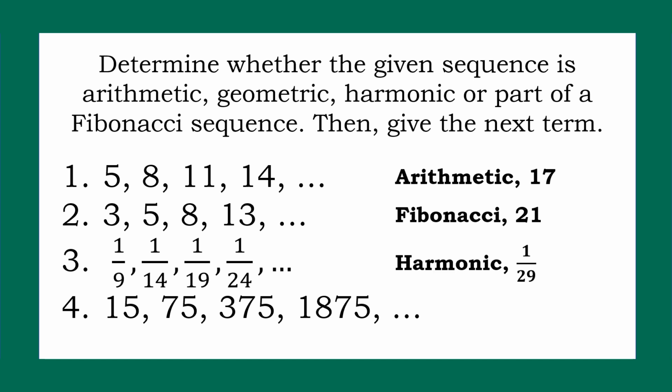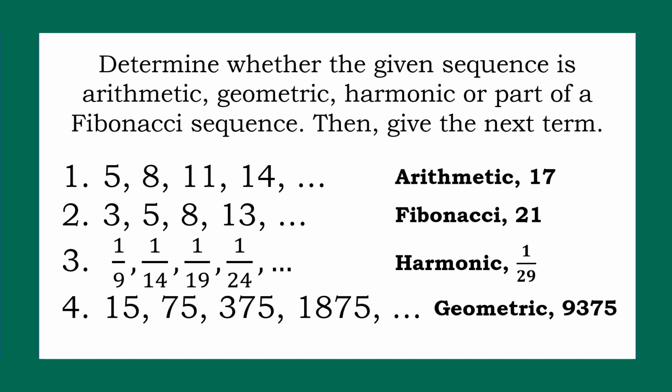This is an example of harmonic sequence, in which the reciprocal of the terms form an arithmetic sequence. So the next term is 1 over 29. For the next sequence, we have 15, 75, 375, and 1875. What type of sequence is this?